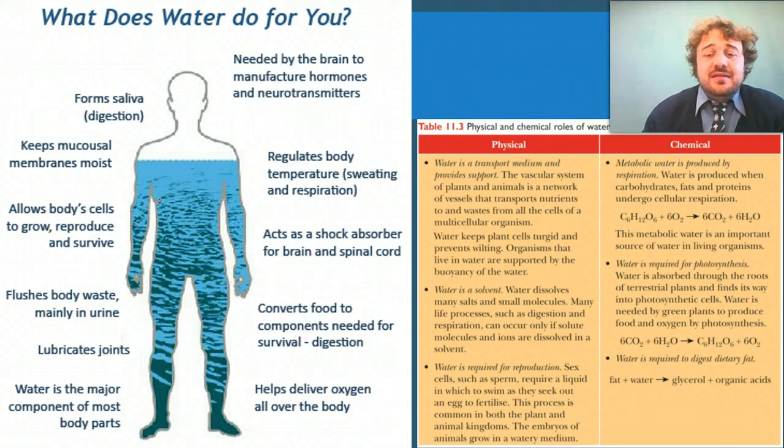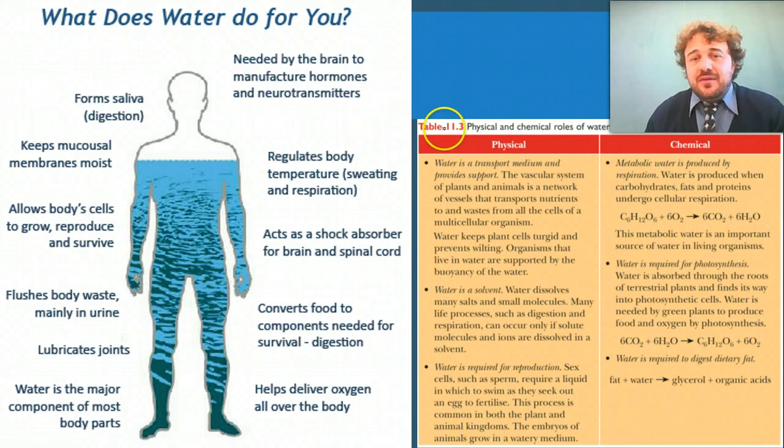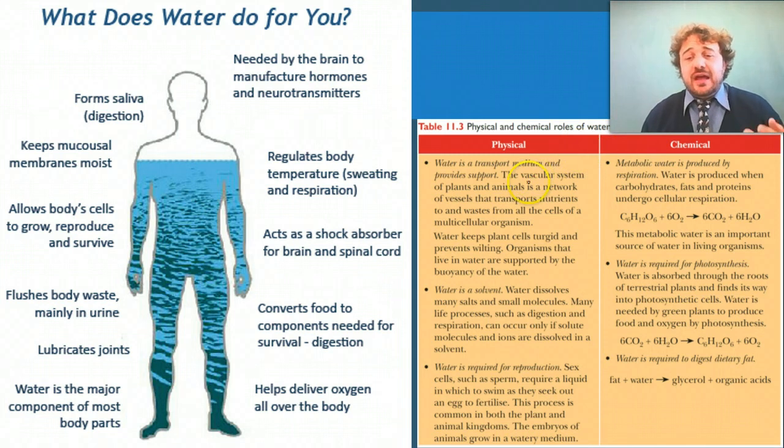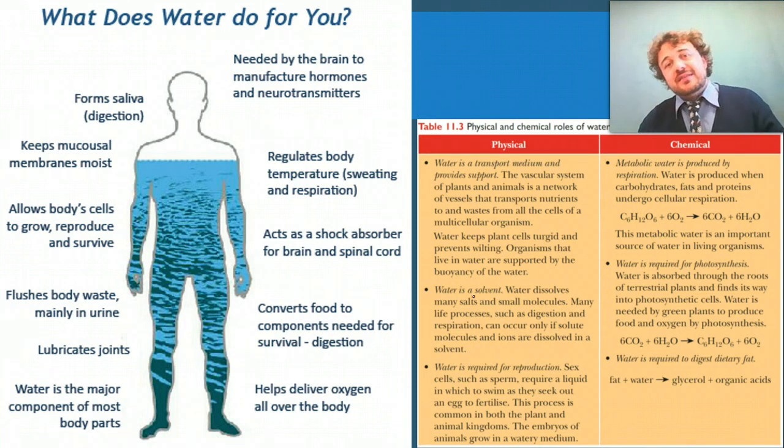So basically, that's what we're getting at here, and this is a really important table. Again, it comes from your textbook, table 11.3, if you'd rather copy it from there. So the physical stuff: it's a transport medium, it's a solvent, and it's required for reproduction. Basically all of our reproductive cells, which have to go from one body into the other, need a watery medium to move around in.